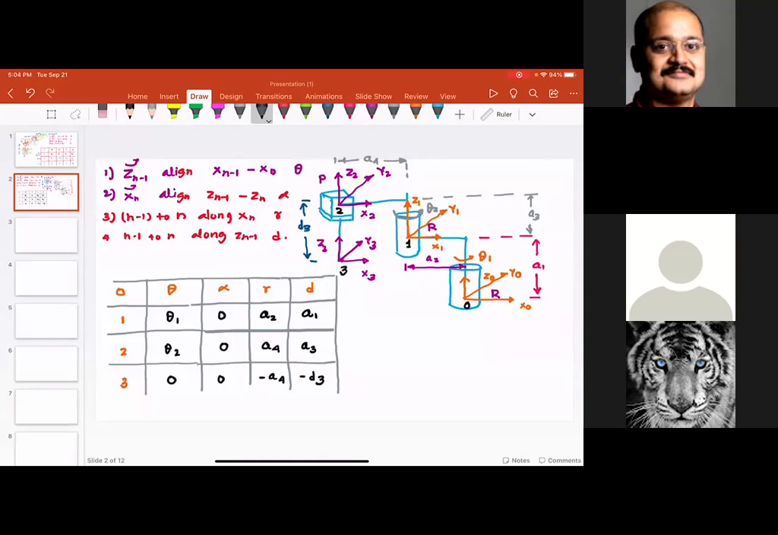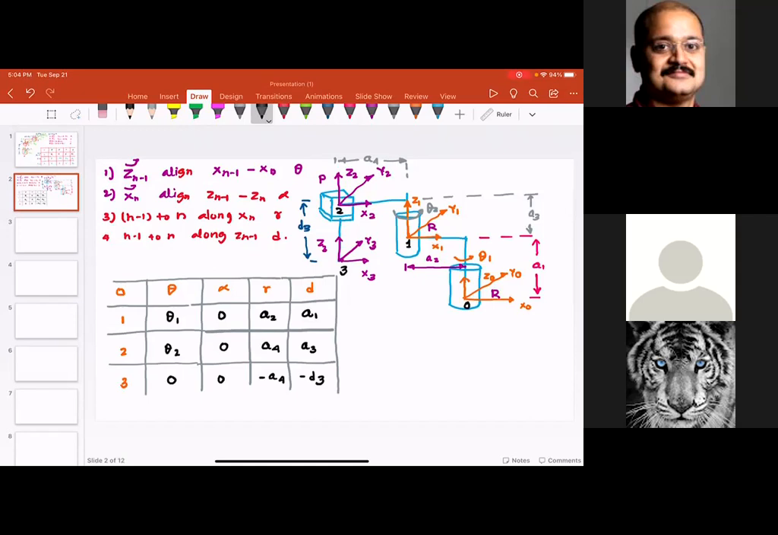Okay, so 0 to 1. Let's go from the steps. Z(n-1), which is Z0: rotation about Z0 so that X(n-1), which is X0, gets aligned with X1 for all the values of joint angle theta. So I'm saying theta 1.